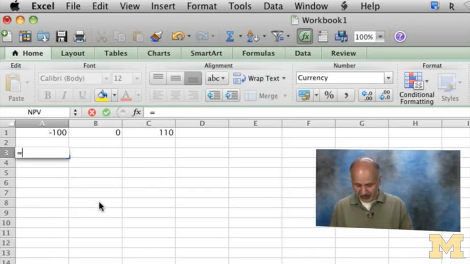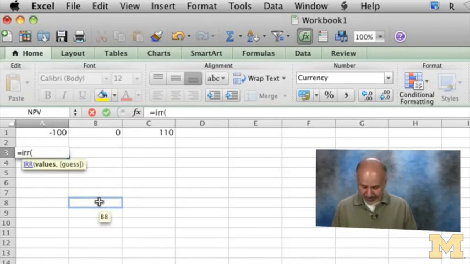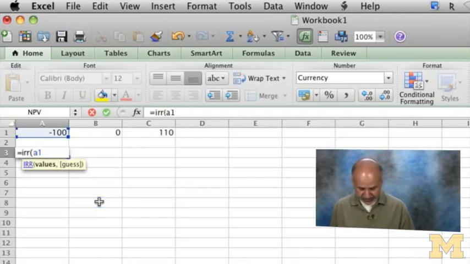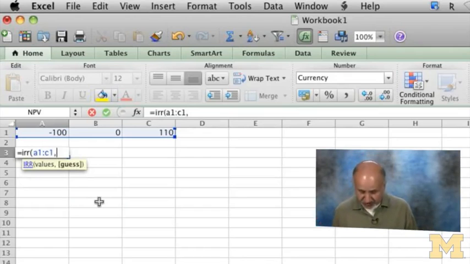Let's do it. So what is the function? IRR. Open up the parentheses. What do you know? You want to just throw in values. Now remember, in IRR, you have to throw in all the values, because if you don't throw in A1, they'll laugh at you. In fact, Excel will say, come on, get real. You're getting 110 for not doing anything. So IRR has to have A1 through C1, and you don't want to look stupid even to Excel, because there's no point. Now you can throw in a guess.